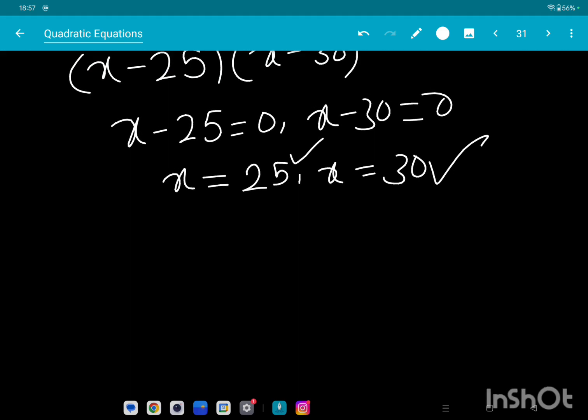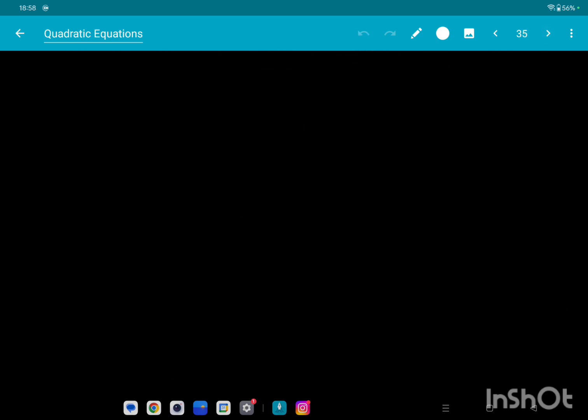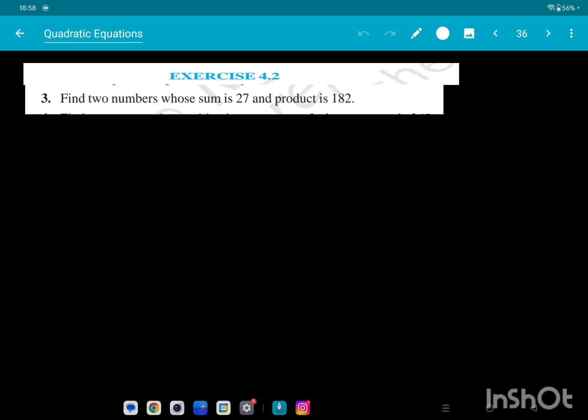Both answers are the same. If you want, you can verify by substituting the values, and you will know the total cost will be 750 only. If you want, you can verify as well. Now we will move on to the next question. Here the next question is: find two numbers whose sum is 27 and product is 182.